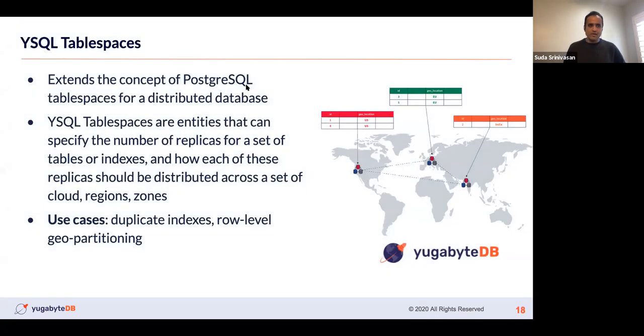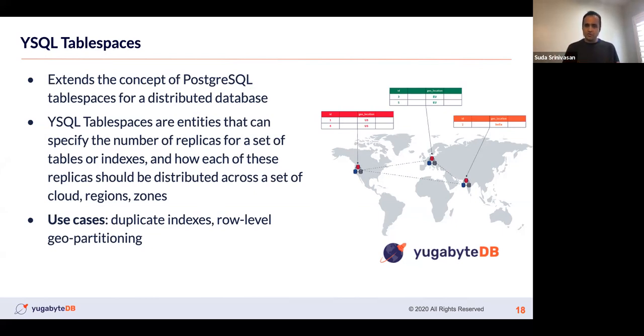The first one, YSQL tablespaces. Now, if you're familiar with PostgreSQL tablespaces, these are entities that allow you to specify the location of data on disk, as well as allow you to control options around how that data is accessed. So for example, if you have small, frequently used tables or indices, you can pin them, you can put them in SSD so that access time is minimized, right? So that is something that PostgreSQL provided.